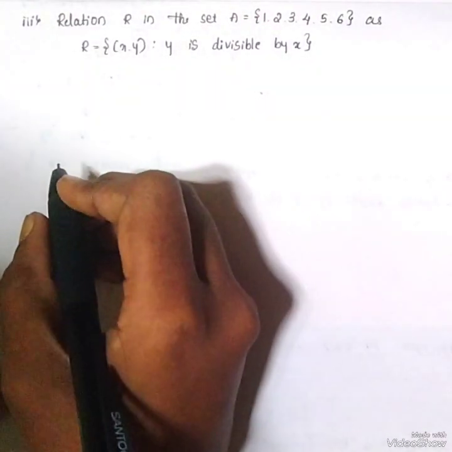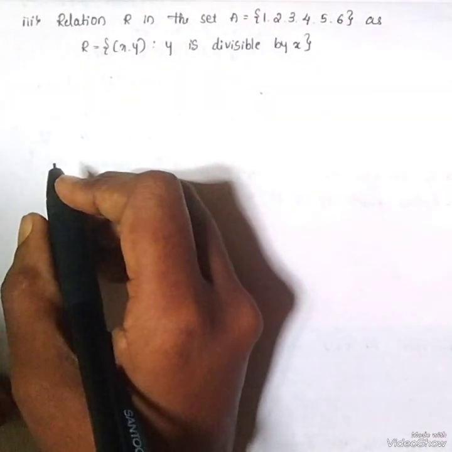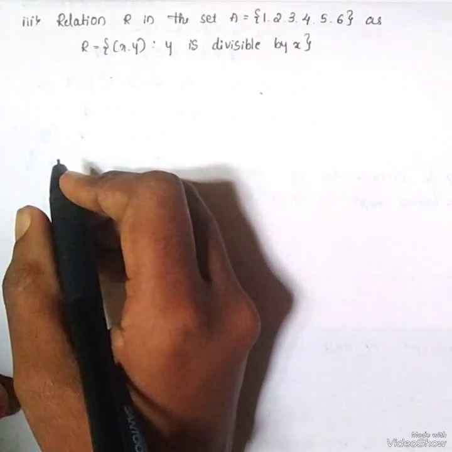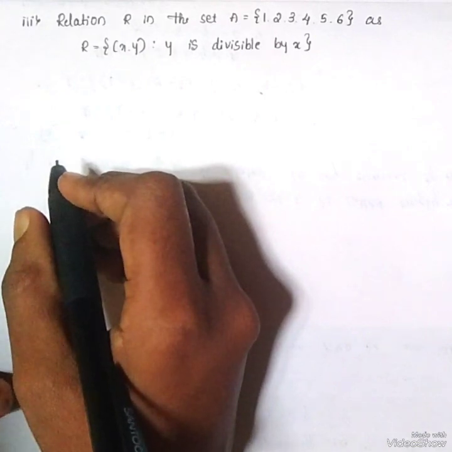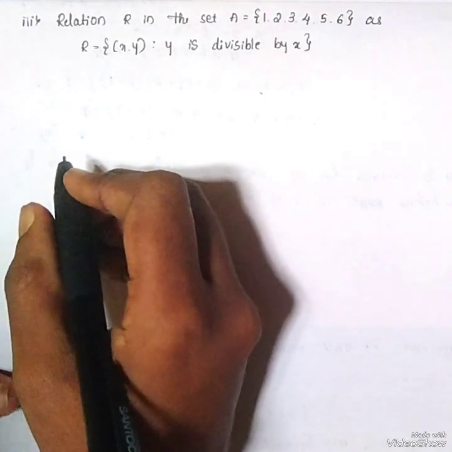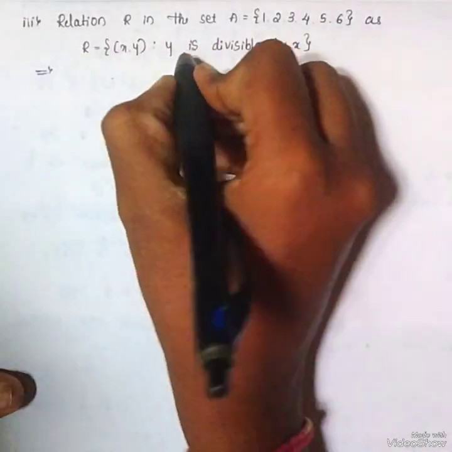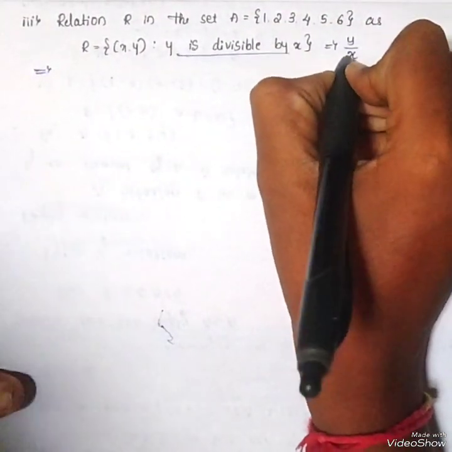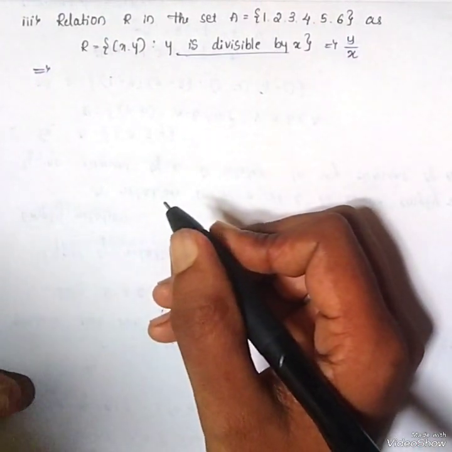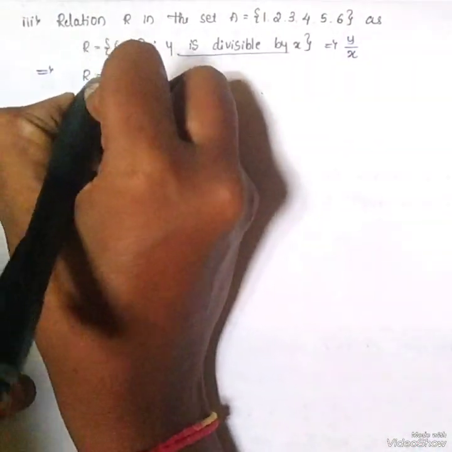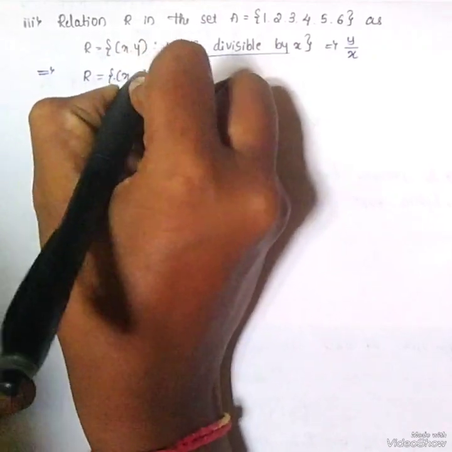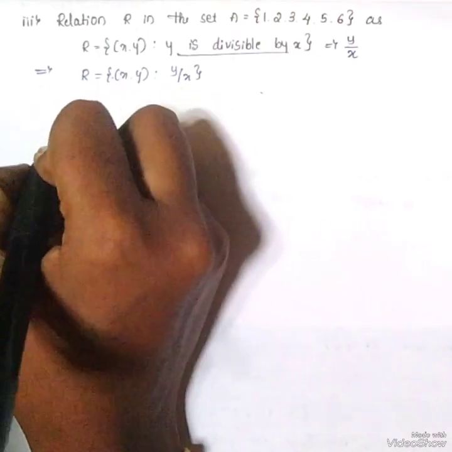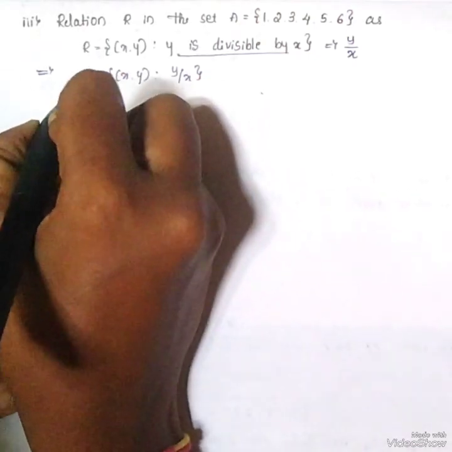Now question number 3. Relation R in the set A equals 1, 2, 3, 4, 5, 6 is defined as R equals x comma y such that y is divisible by x. It means y divided by x. Now check for the condition reflexive.